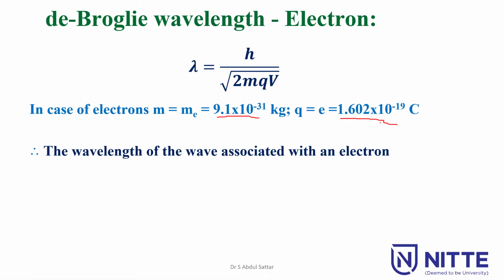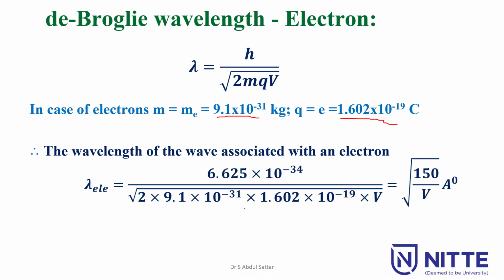By substituting all those values here, you get the de Broglie wavelength associated with an electron as root 150 by V angstrom units, where V is the accelerating potential. This expression is applicable for an electron only. That is, lambda electron equals root 150 by V angstrom units, where V is the accelerating potential.